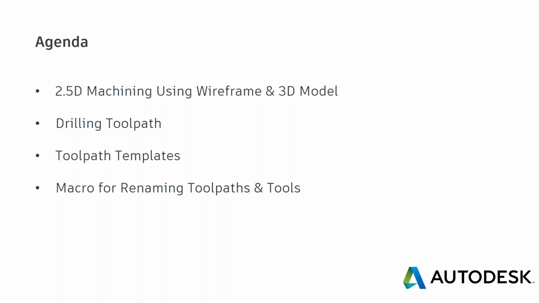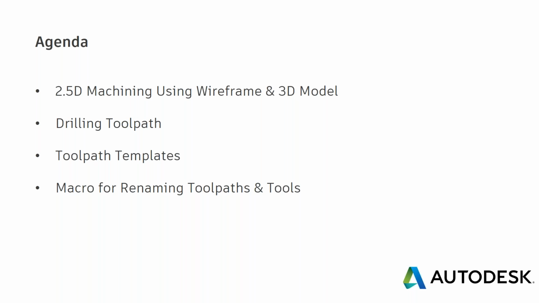The second one is actually a 3D model. Similarly, we are going to extract the features within the 3D model and we will create a toolpath for that particular model. Then the third one is a drilling toolpath, including chamfering and drilling operations.